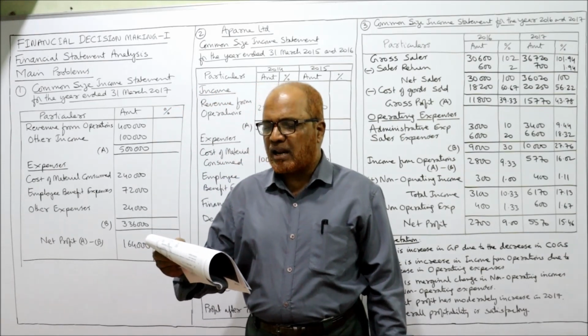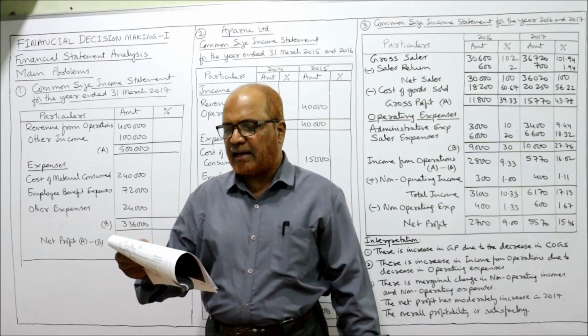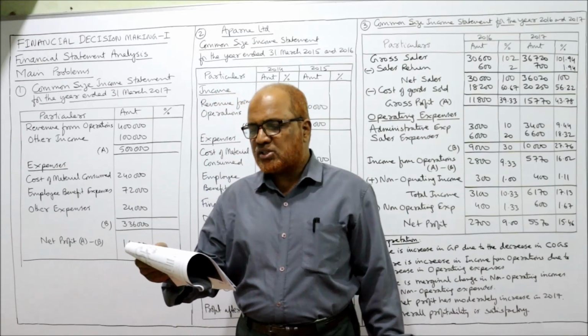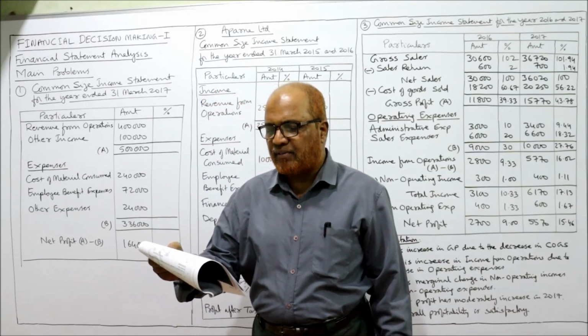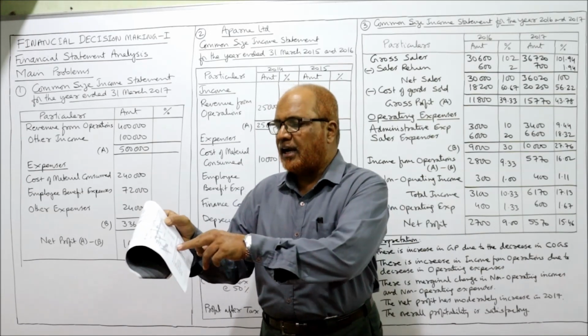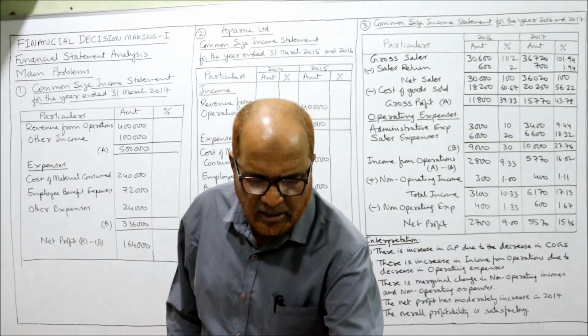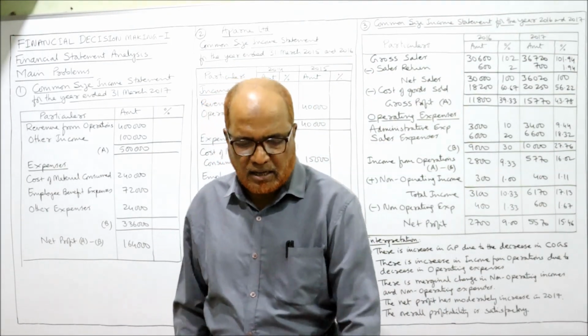So here, particulars: revenue from operations 4 lakh, other income 1 lakh, so total income 5 lakh, total revenue. Expenses: cost of material consumed, employee benefit expense, other expense. Total expenses 3,36,000 and net profit is given as 1,64,000. So complete information is given regarding the income statement.